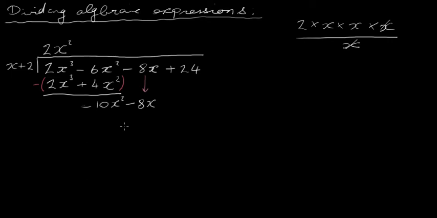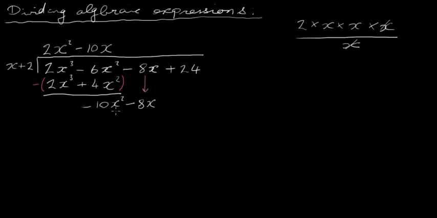So let's start again. We're going to take this x, and remember initially we divided it into this term here. What we're going to do now is take this x and divide it into this term here. And what we should end up with when we divide it is minus 10x. And the reason for that is if we divide a minus by a plus, we get a minus. So that's the signs done.